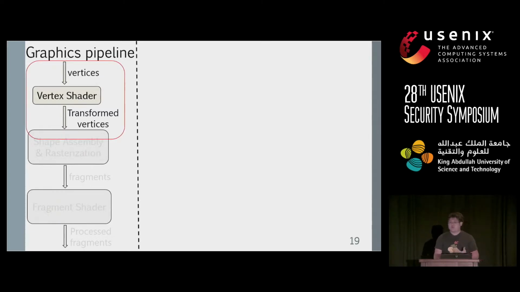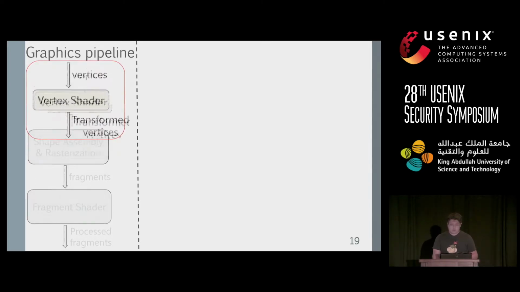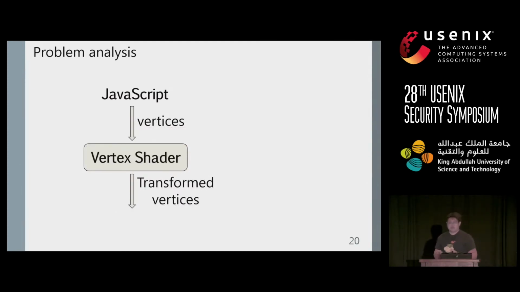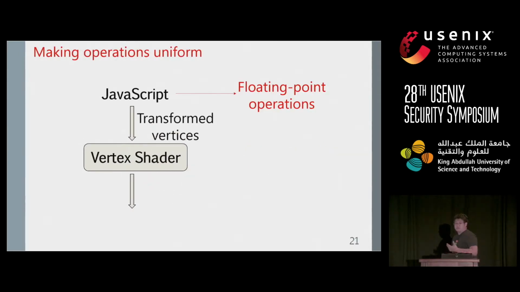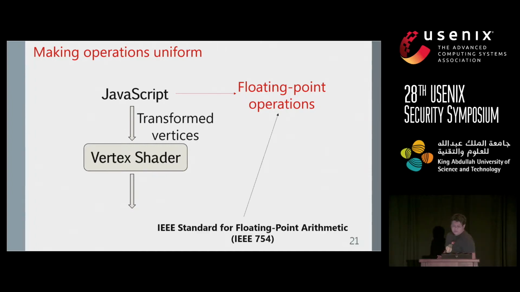When we try to analyze the vertex shader, we found the problem. When the JavaScript transfers the vertices to the vertex shader, there are floating point operations, and this part causes the difference. Thus, we transfer this part to JavaScript. We use JavaScript to perform the floating point operations to create the transformed vertices. Also, according to the IEEE standard for floating point arithmetic, IEEE 754, we know that JavaScript will create the same result.